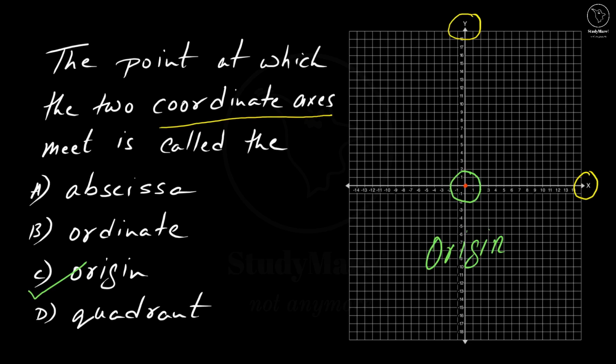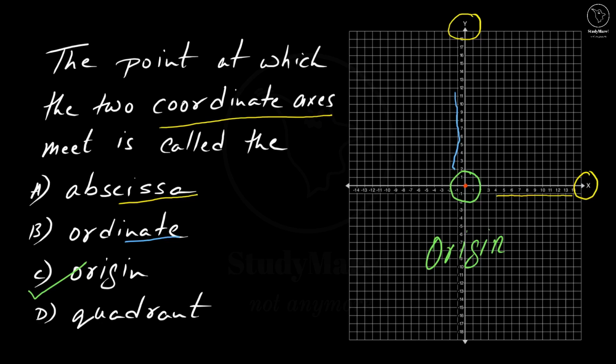What is abscissa? Why is it not the answer? Simple. Abscissa is the x-axis coordinate, these values. When you are taking a point, then the x-axis coordinate is your abscissa, while ordinate is your y-axis coordinate, these values. So this is not the point.